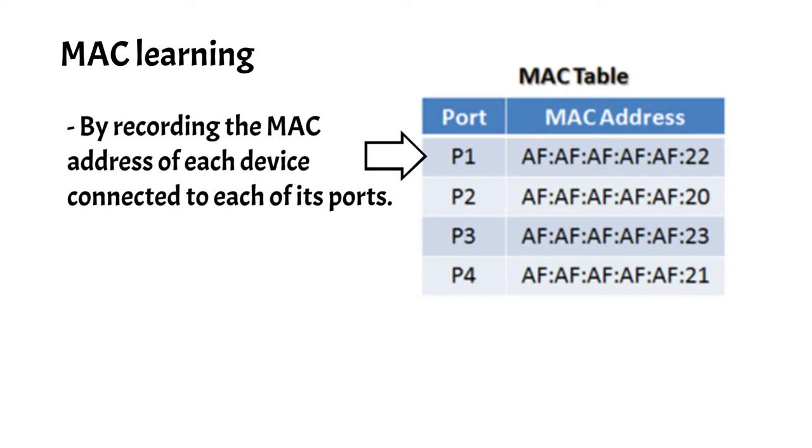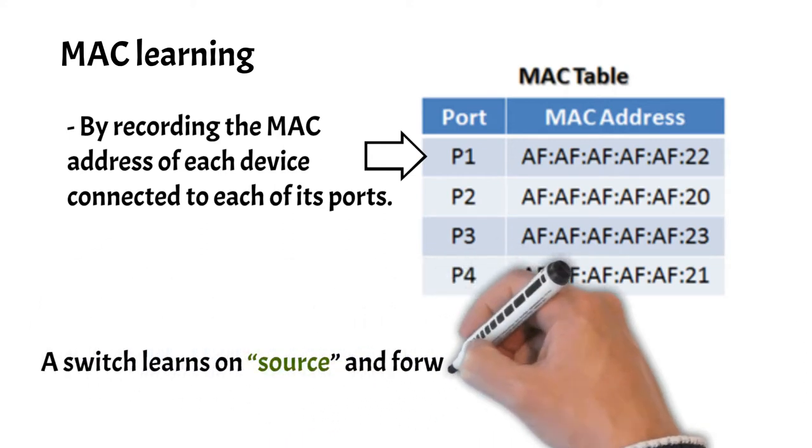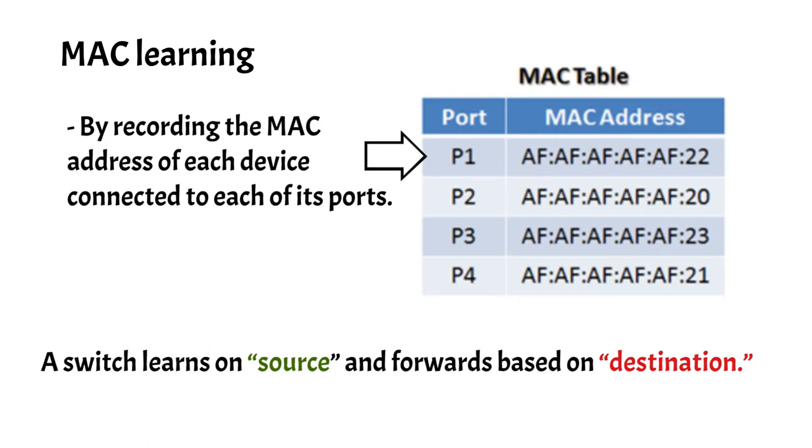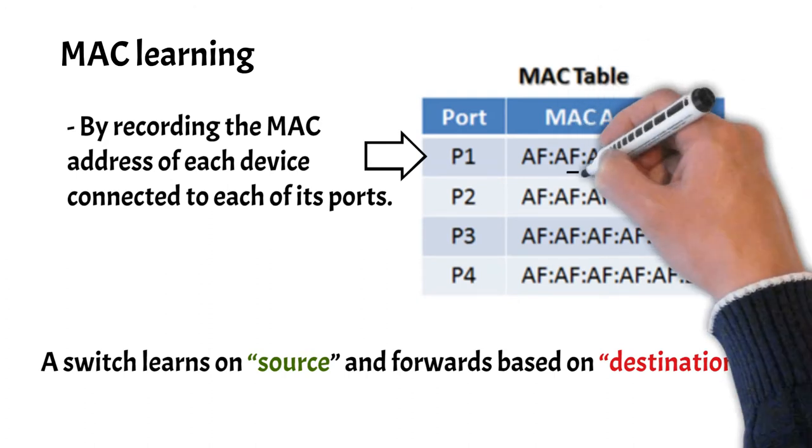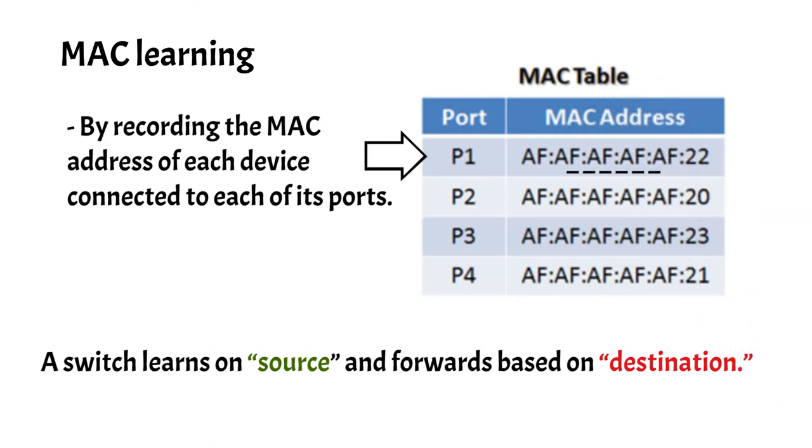A switch learns on source and forwards based on destination, which means the switch populates the MAC address table based on the source MAC address. As frames enter, the switch learns the source MAC of the received frame and adds the MAC address to the MAC table or refreshes the aging timer of an existing MAC address table entry.